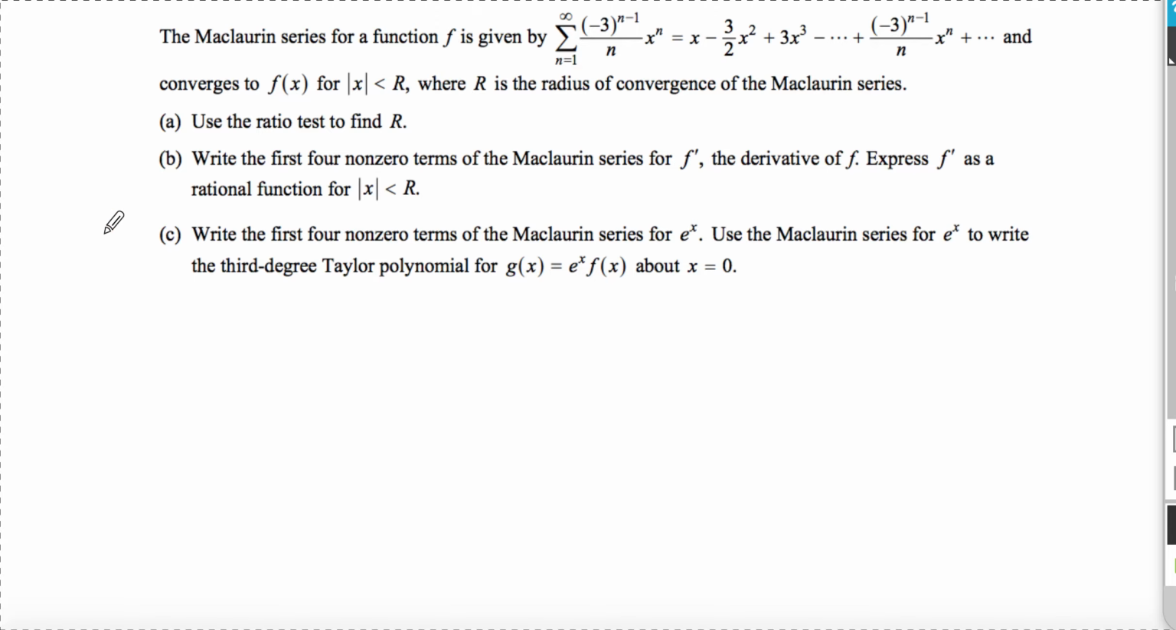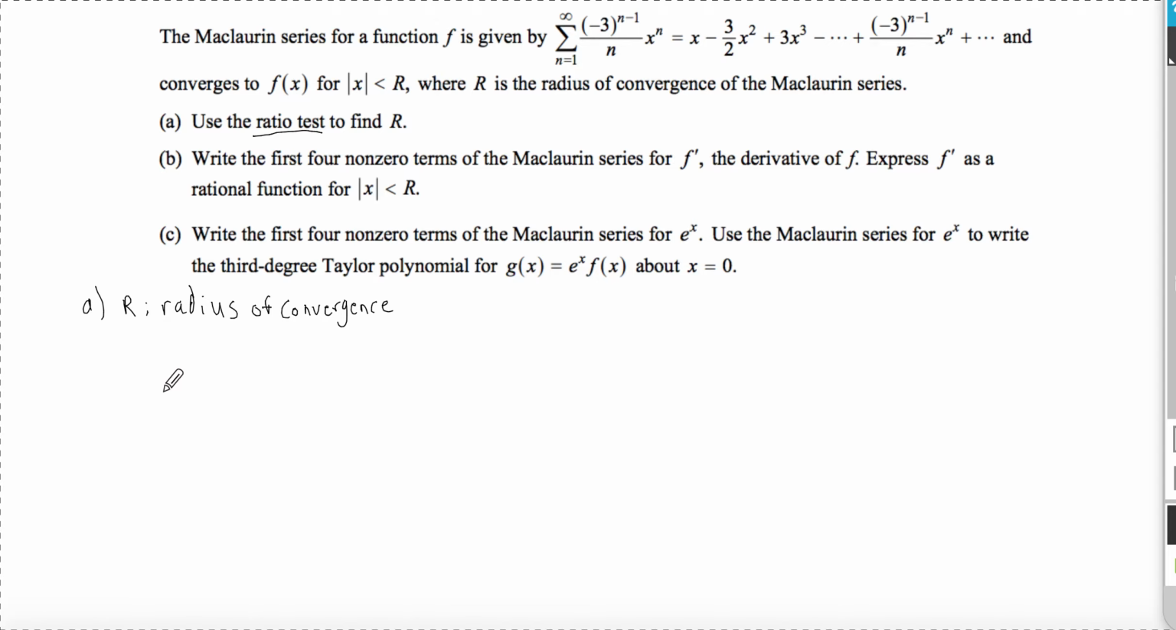A says use the ratio test. We know that. Use the ratio test to find r. R is the radius of convergence. And we've seen before how we can use the ratio test to determine that radius of convergence. All right, radius of convergence. Let's do it. Ratio test.